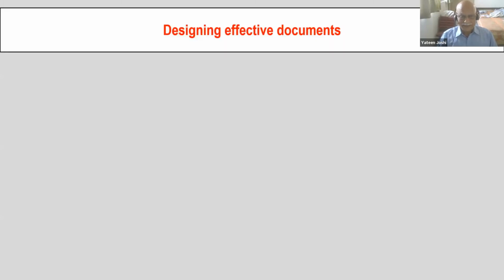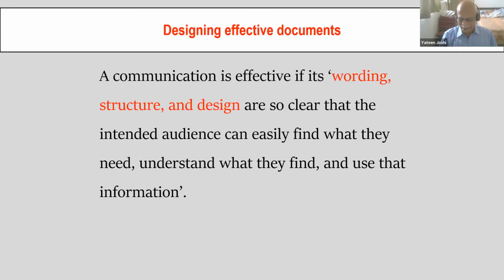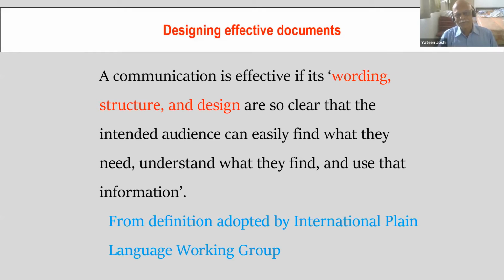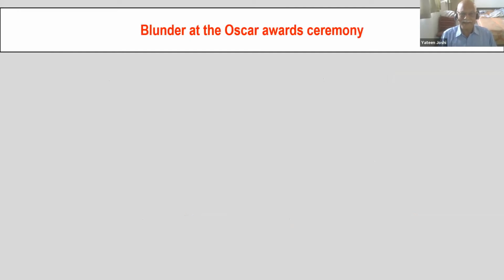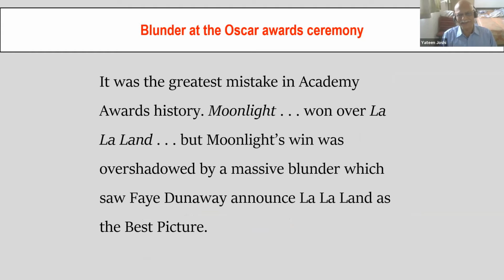And effective documents, when I've looked at this definition, you could see that design also is a part of this comprehensive definition, that we need all these dimensions. We need good writing, good wording, but we also need good design to help people find what they need, understand what they find, and use that information. And document design, believe me, can have a role, as this example will show you.